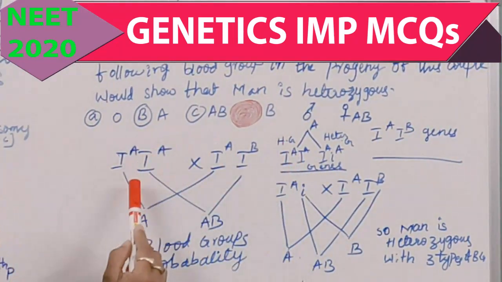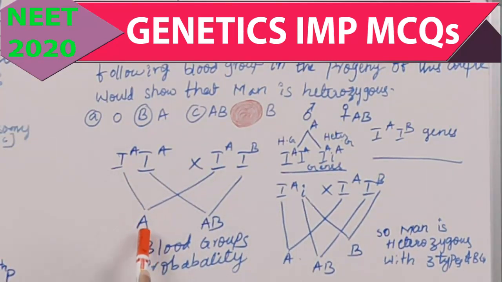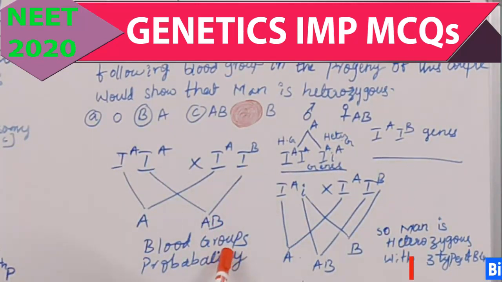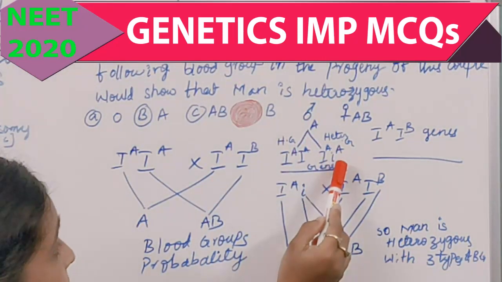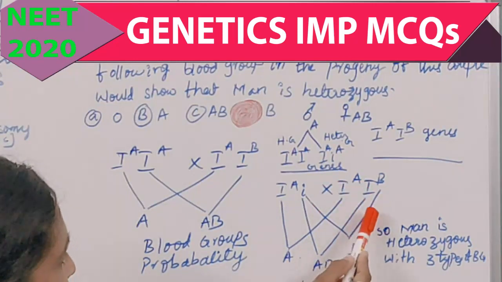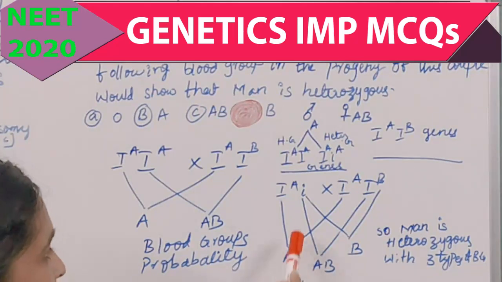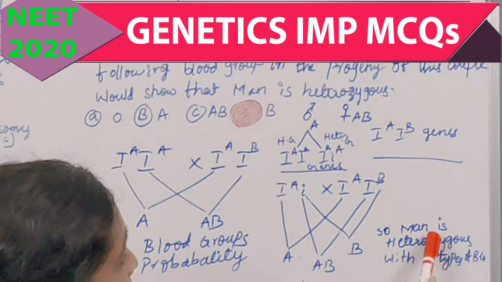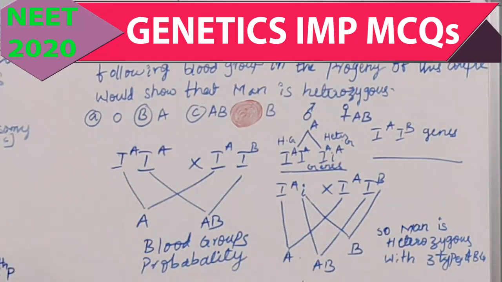When you cross the homozygous genes with the female one, you are going to get blood groups A as well as AB. When you are going for the heterozygous genes and crossing with this one, the probability will be like this: the first one, A blood group; the second one, AB blood group; and the third one, B blood group. So by this we can say that the man is heterozygous with the three types of blood groups.